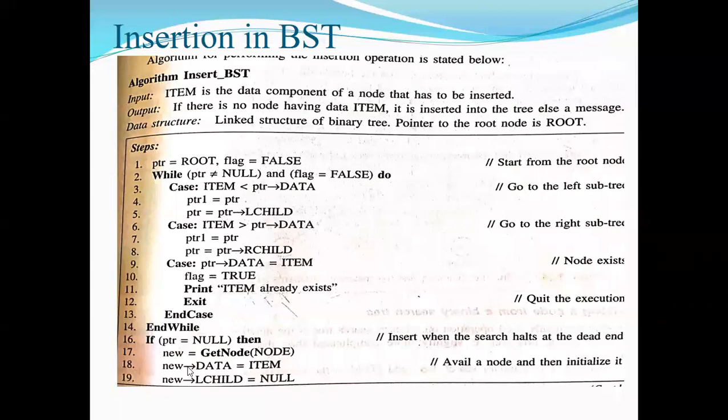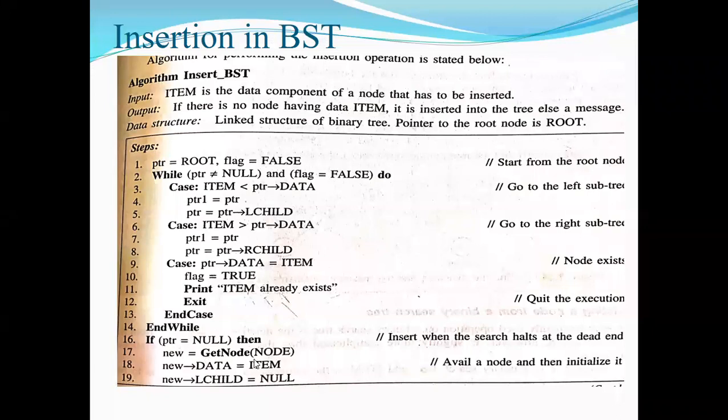Then after quitting from this loop, we will come to step 16, that is if PTR equal to null. After going through this while loop, we will reach a leaf node. So we will check if PTR equal to null, then we will create a new node. New equal to get node of node.